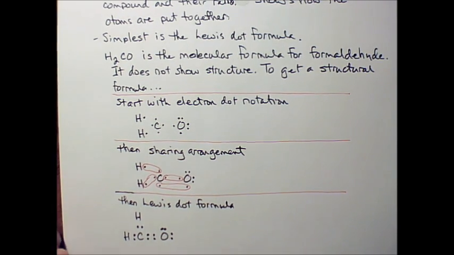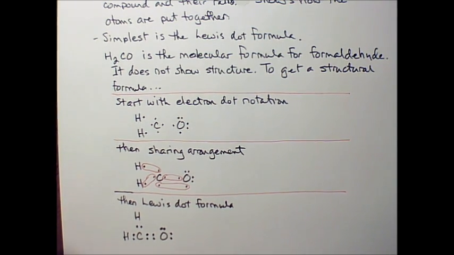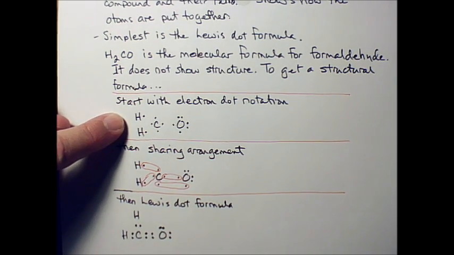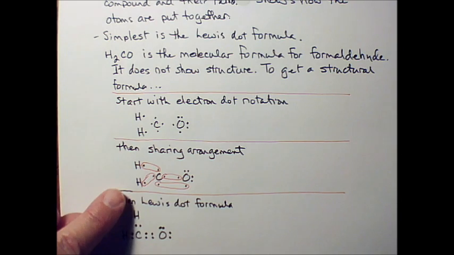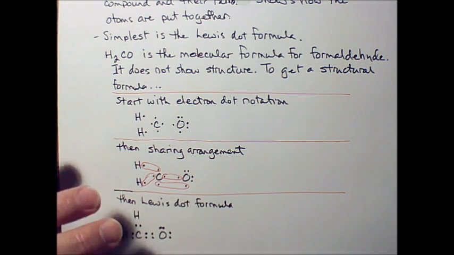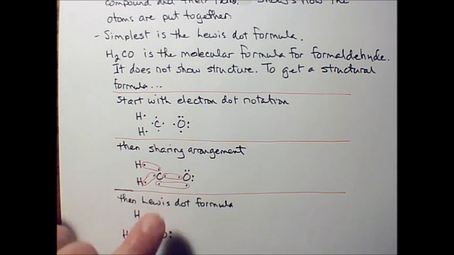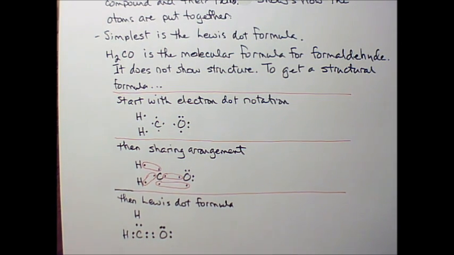To get a structural formula, you need to start with, at least this is the thought process, okay? Later in life, when you've done this a lot, you can jump to structural formulas. That's okay. For right now, when you're beginning to learn how to do structural formulas, you start with the electron dot notation. From that, you show how the electrons are shared to get a sharing arrangement. And then you squeeze the electron dots in between the symbols for the atoms to make this Lewis dot formula. Okay, so that's stuff we've already done.